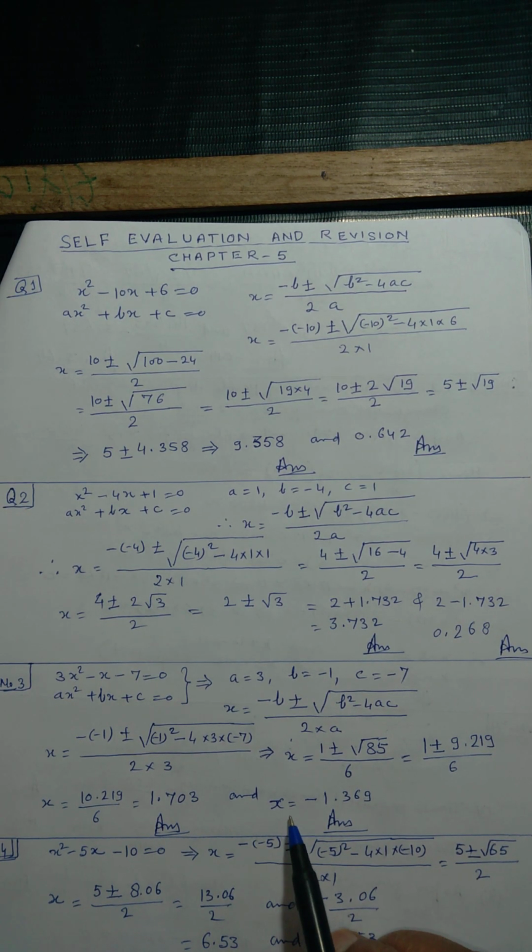These are the two answers of question number 3. Now question number 4. Solve the following equations and give your answer up to 2 decimal places. The equation is given: x square minus 5x minus 10 equal to 0.